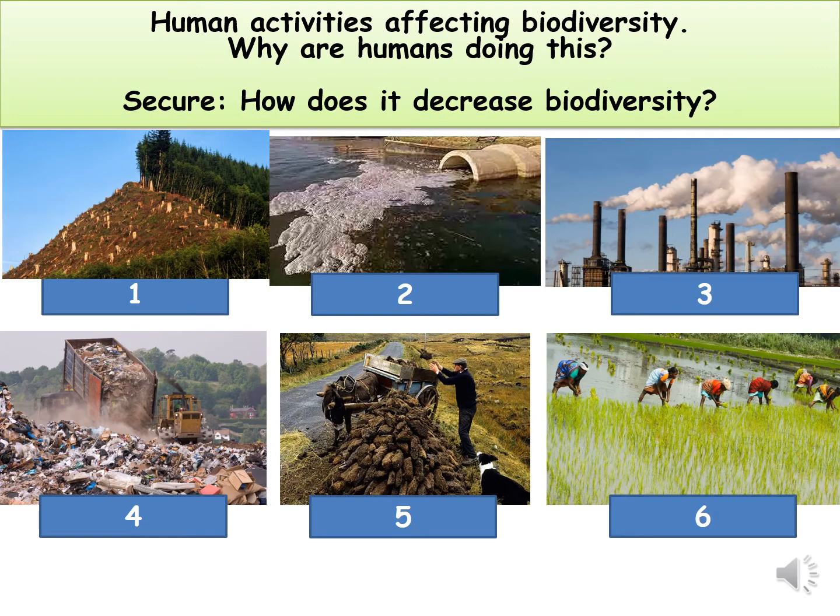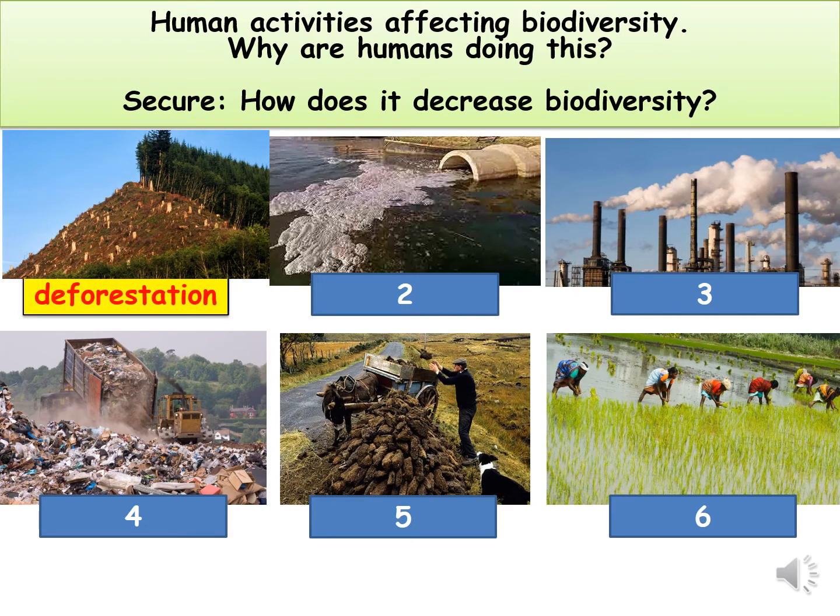So what human activities are affecting biodiversity? Why are humans doing this? And how does it decrease biodiversity? Number one, deforestation. So we're cutting down trees. Why are we doing this? For land use, to make houses, for wood, for timber. How does this decrease biodiversity? Well, if we're cutting down the trees, then we're taking away homes, habitats of the animals and insects that live there.